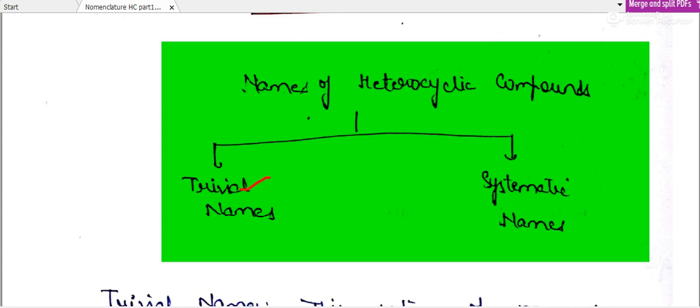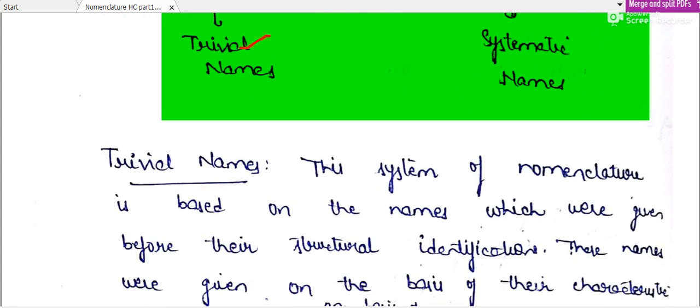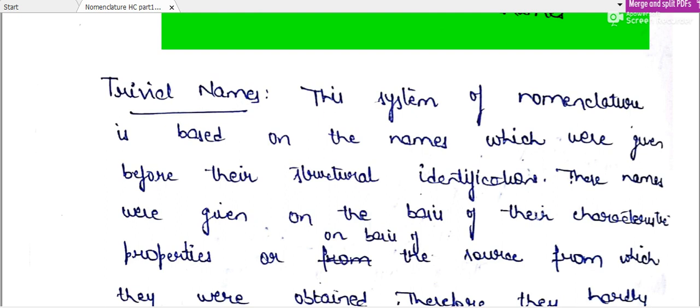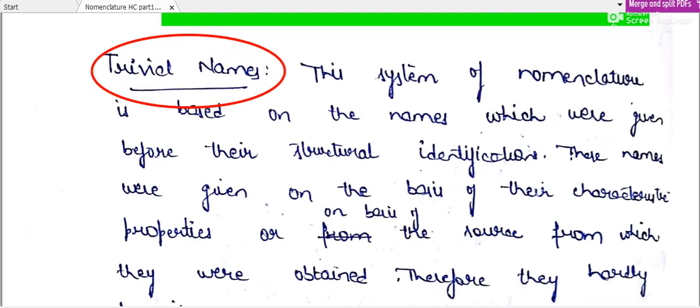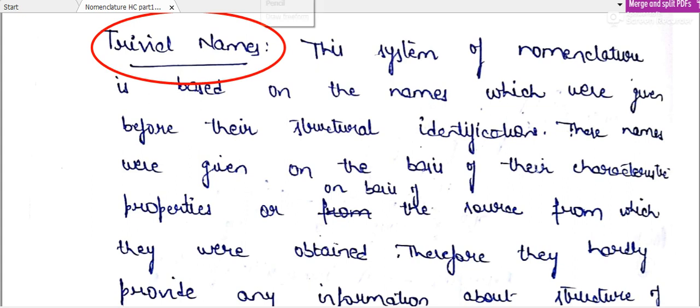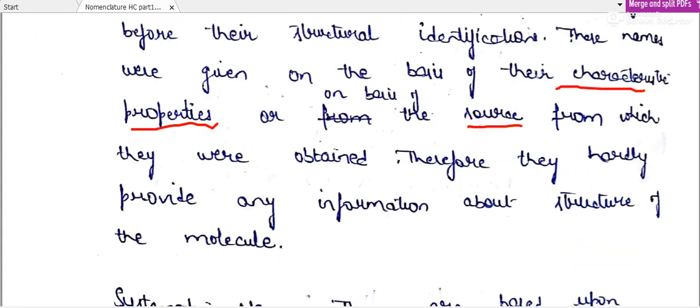Trivial names were provided to compounds when chemistry was not that developed. So this system of nomenclature is based on names which were given before the structures were really identified. The names were given on the basis of their characteristic properties or on the basis of the source from which these were obtained. So they do not provide any information about the structure of the molecules. You have to just remember the names.